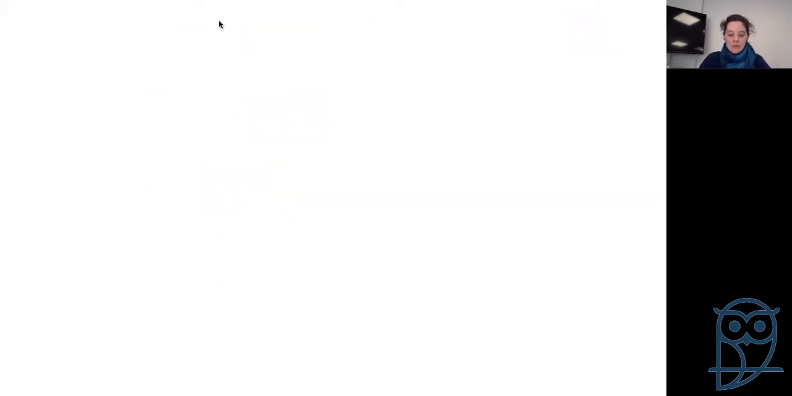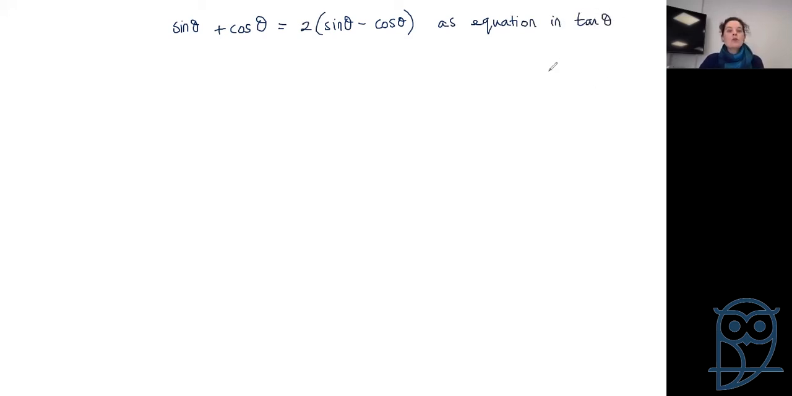There is another slightly different format that we get, and that is something like sine theta plus cos theta equals 2 times (sine theta minus cos theta). Here they don't want us to show left side is the same as right side, but they want us to write this as an equation in tan theta. So we need to work through these identities again and think, how are we going to get from sines and cosines to tans?